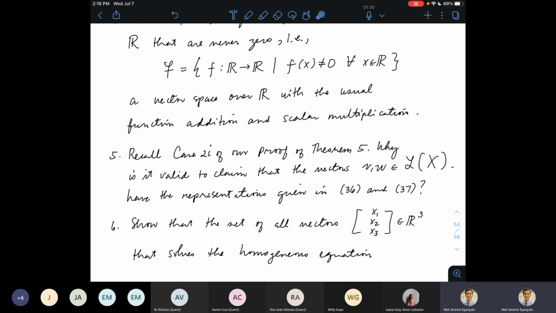Kaya gusto kong sagutin niyo yung question number 5 before going to question 8 so that it's clear in your minds na kahit isulat ko yung x and y as sum of alpha x sub i and sum of beta x sub i respectively, posible pa rin yun without creating the false impression that it is always that case. Nagagawa ko lang siya because of number 5.